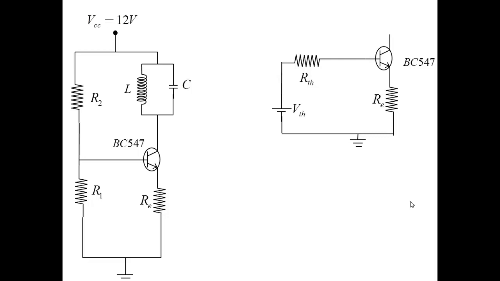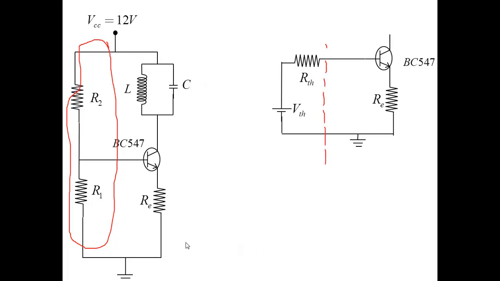Next, we have to design the value of R1 R2. For that, in the case of the tuned amplifier I used another technique, and here I am using another technique. What I have done is I have taken this much part of the biasing circuit, and I have made a Thevenin's equivalent for it.